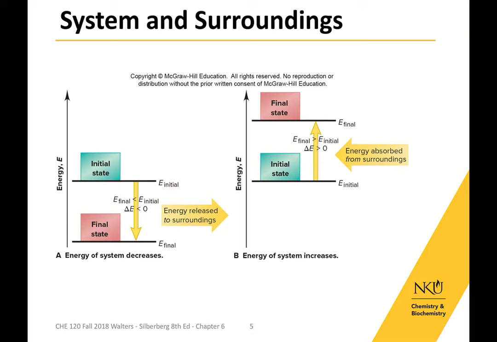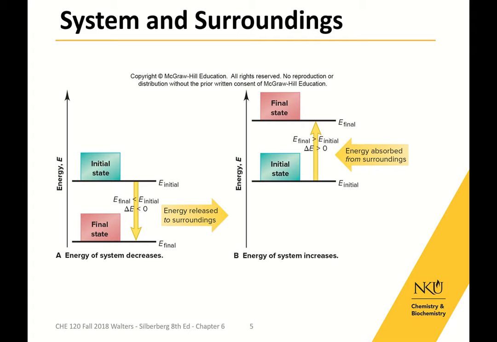So if I'm looking at a delta E that's less than 0, what that's telling me is that during that process, the system lost energy, and so then it must have released it to the surroundings. That's what a delta E of negative means, less than 0. If a delta E is positive, however, that means that the final state has more energy than the initial state, and because of that, that means that energy must have been absorbed from the surroundings, right? We can't create or destroy energy.